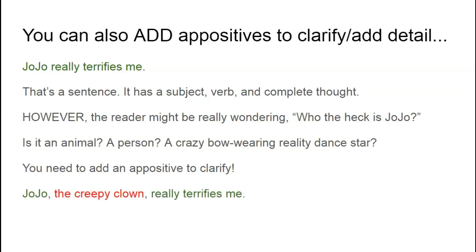Jojo is a creepy clown. Jojo, comma, the creepy clown, comma, really terrifies me. Because the creepy clown is a lot different than Jojo, my dog. The writer has to clarify that for the reader.